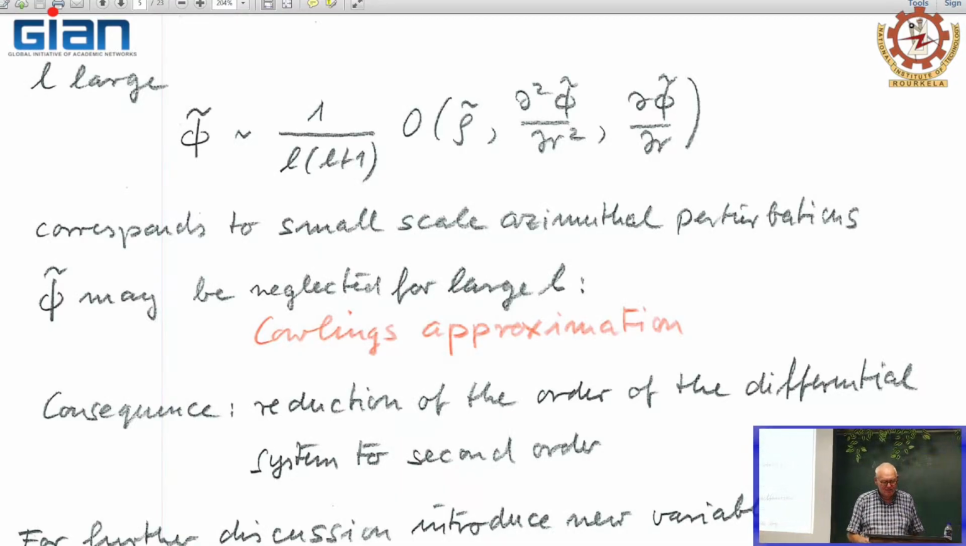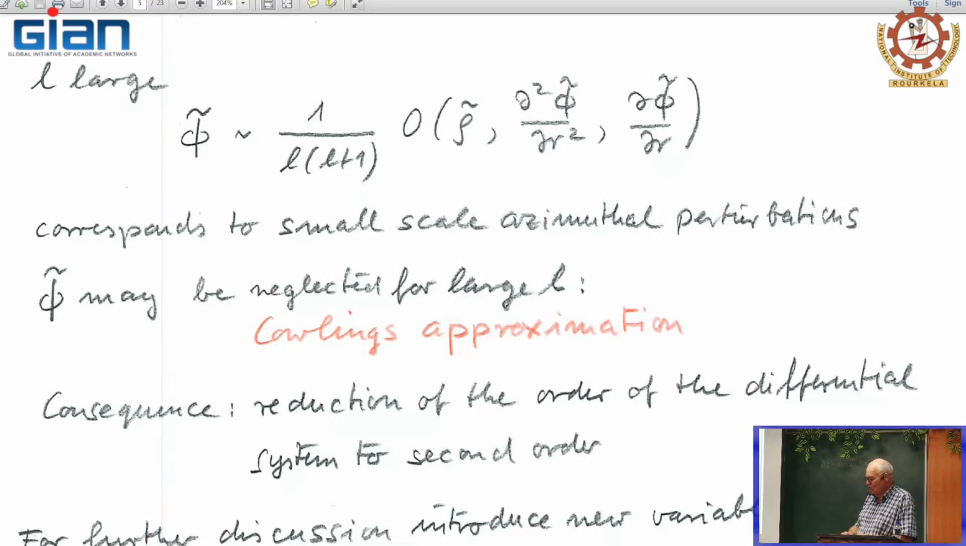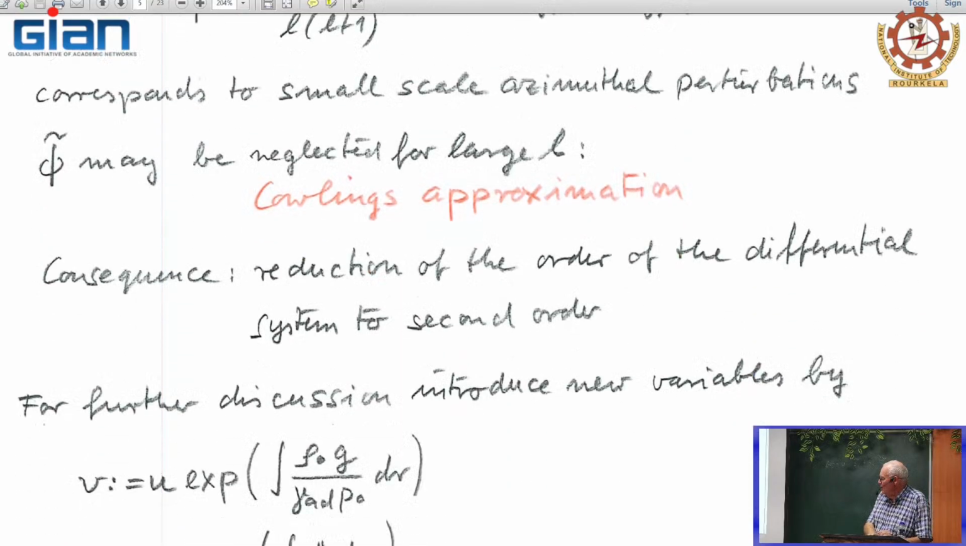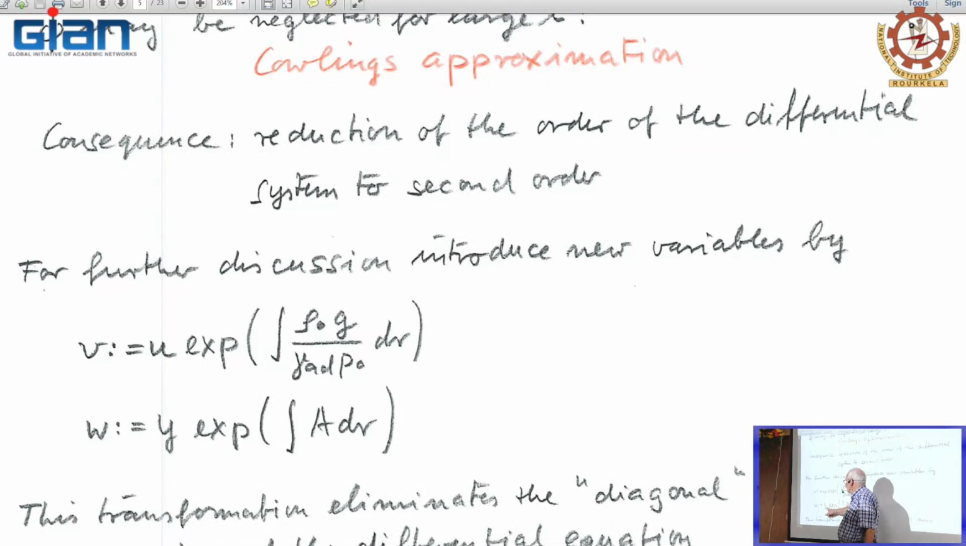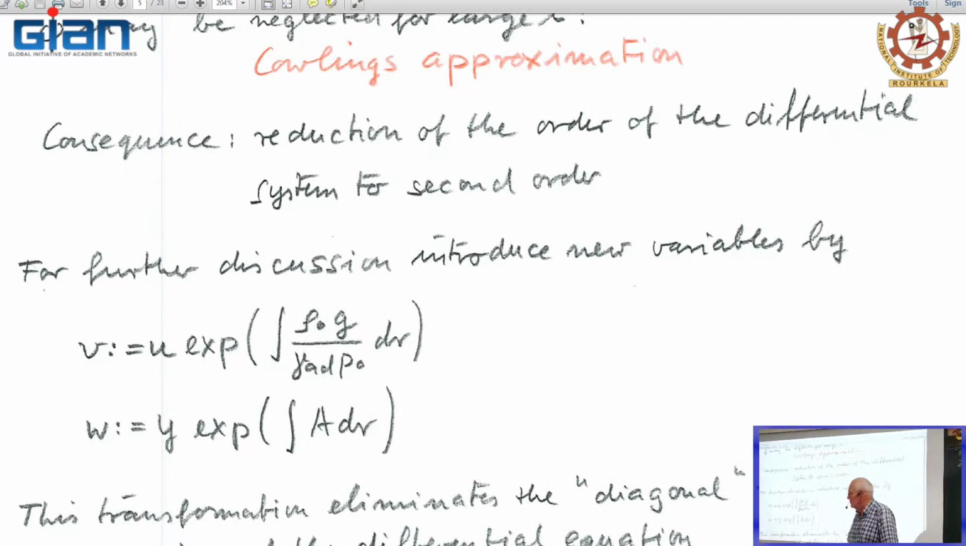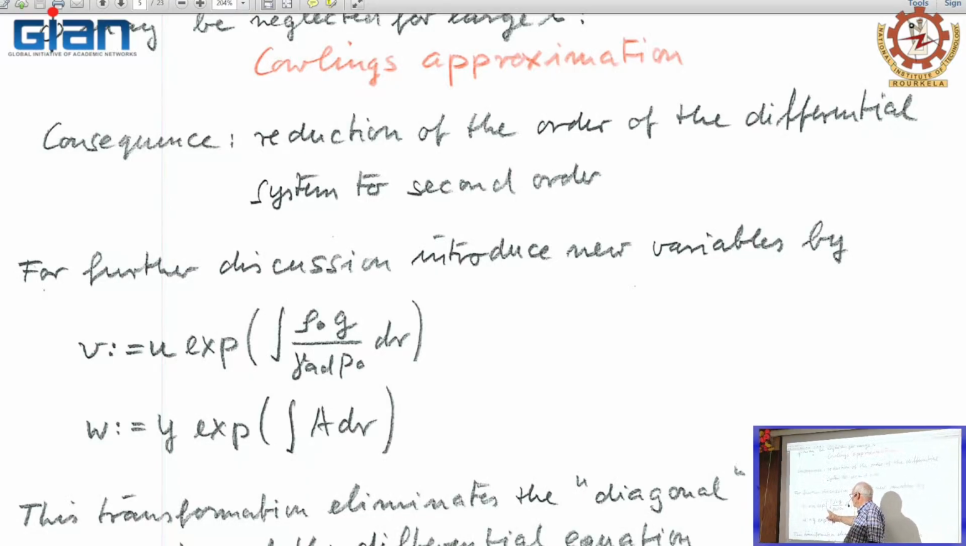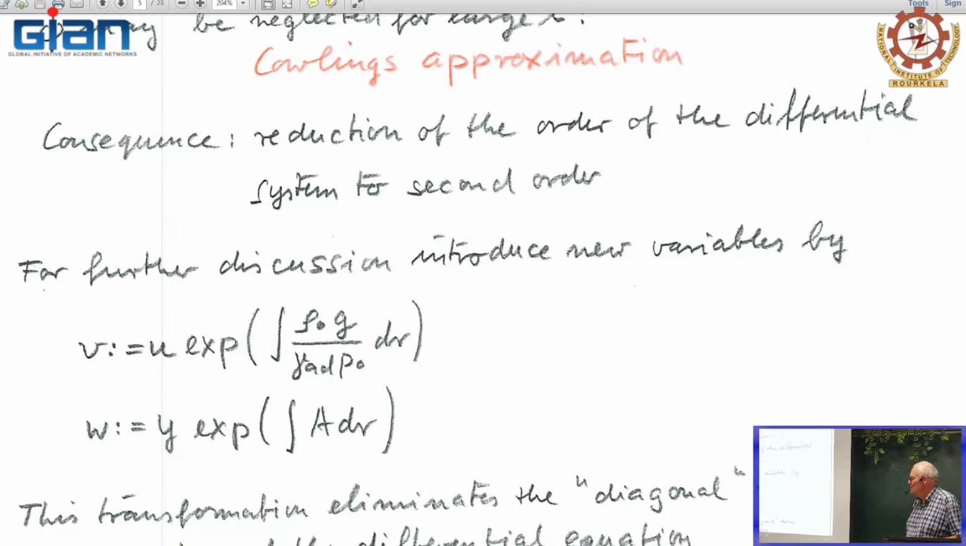Okay, now coming back to the Ledoux and Wallraven formulation of our non-radial adiabatic system, for simplicity or for convenience, we introduce from the variables u and y new variables v and w by multiplying them by an exponential of the integral of rho 0 g over gamma adiabatic p, and for the variable y and w, we multiply with an exponential of the integral over our quantity a dr.